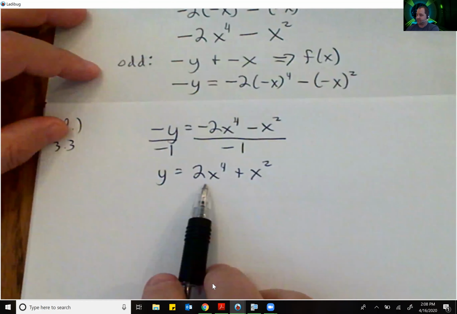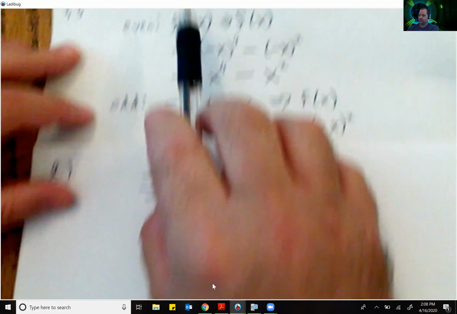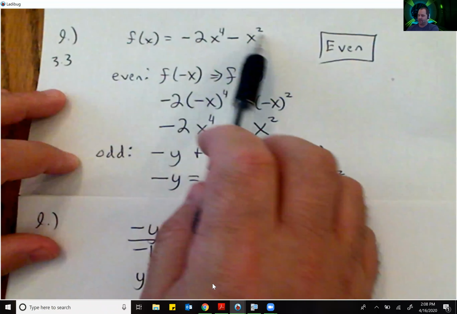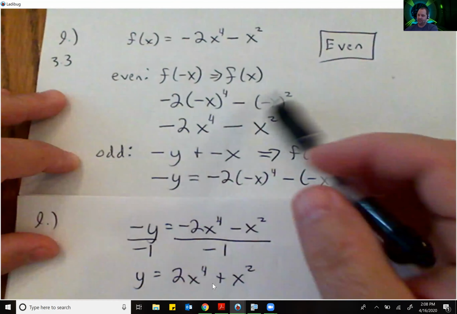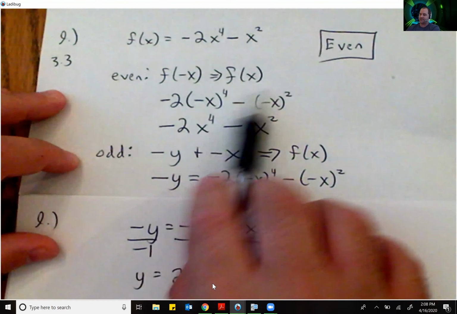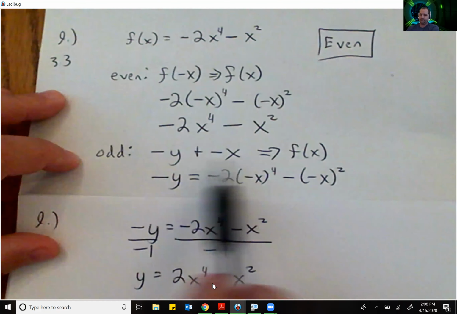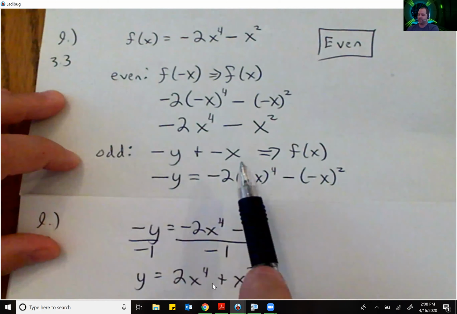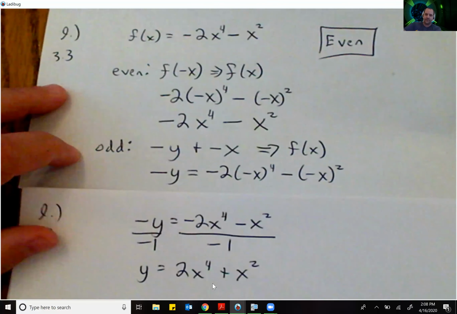So does this match the original equation? Positive 2x to the fourth plus x squared, does that match this one? No, it doesn't. So that's why it's not odd. And we already proved that it was even earlier anyway. The reason we put in the negative x and the negative y: this one was symmetric with the y-axis, this one is symmetric with the origin. That's why you plug in the negative y and the negative x. To be odd, you're symmetric with the origin. To be even, you're symmetric with the y-axis. So again, our answer is even.